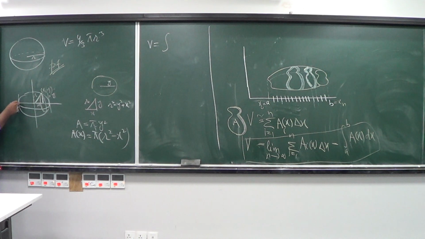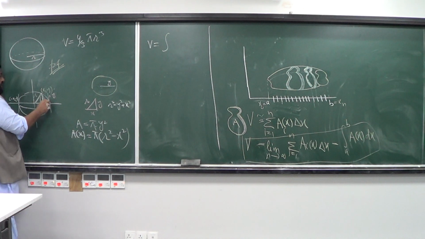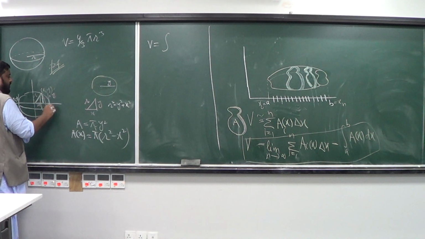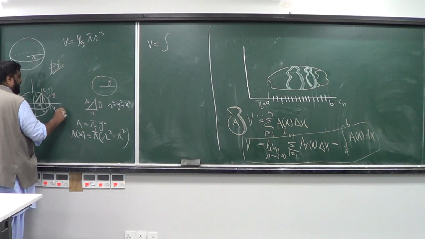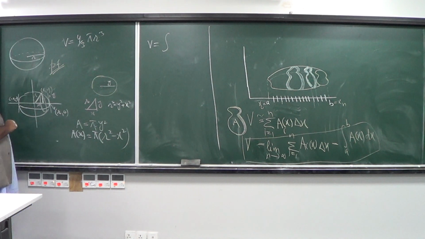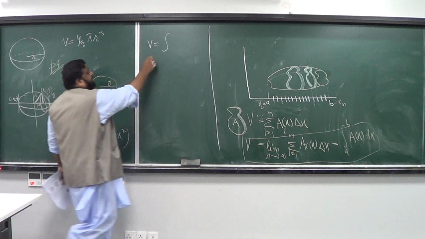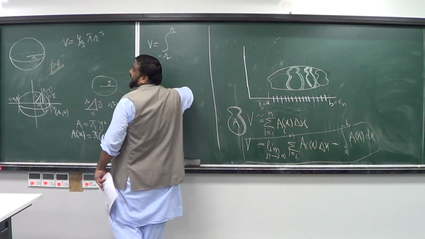So this distance is r. That means this point has coordinates minus r, 0, while this other point has coordinates r, 0. So the interval on which the sphere is defined on the x-axis is from minus r to plus r.